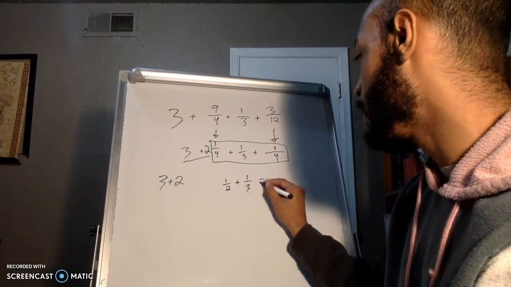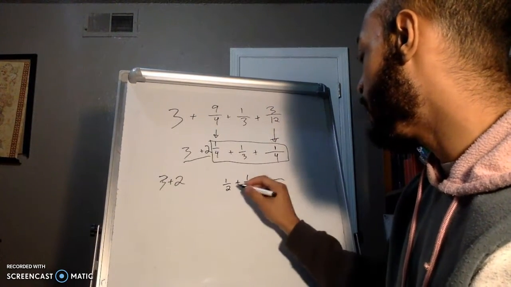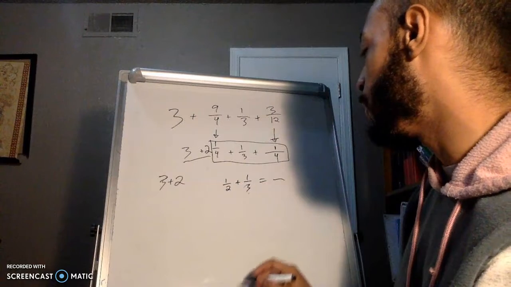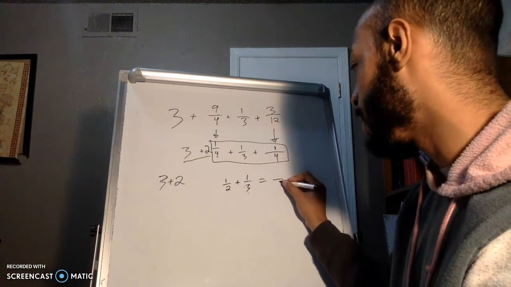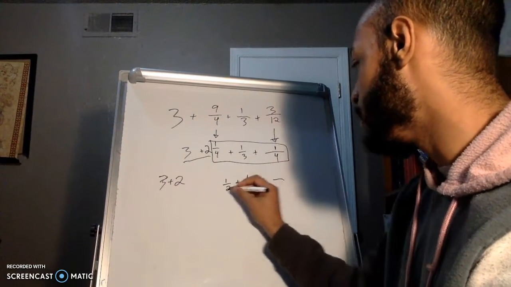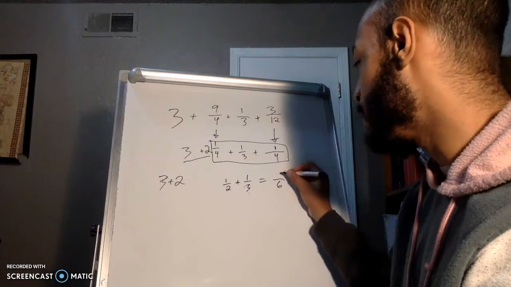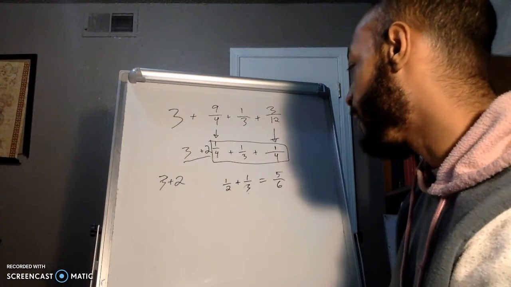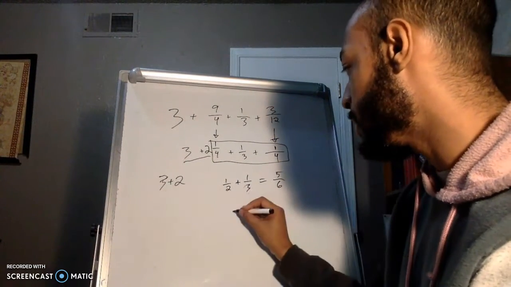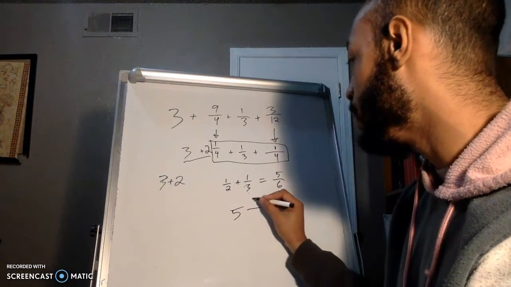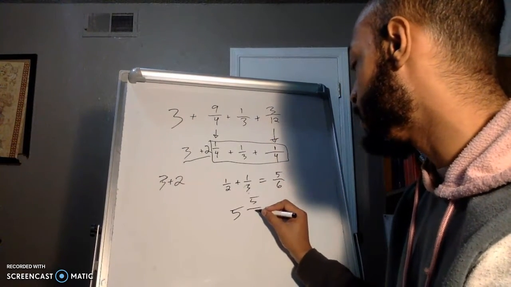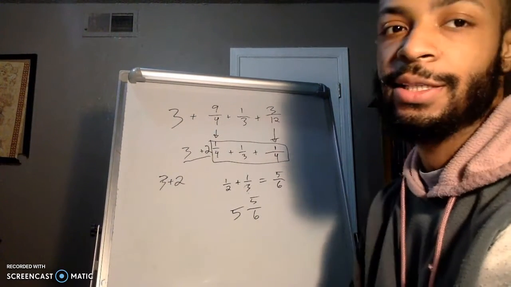Then if I simplify this, I have to multiply this by 2, this by 3. It's going to give me 6, and then I have to do that to the top as well. It's going to give me 5. So my answer is this, 3 plus 2, which is 5, and 5/6.